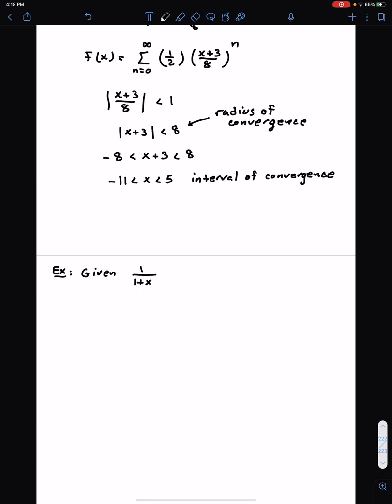Given 1 over 1 plus x equals 1 over 1 minus -x, which is equal to the sum, as n goes from 0 to infinity, of -x to the nth power, which is equal to the sum as n goes from 0 to infinity of -1 to the n, x to the n.